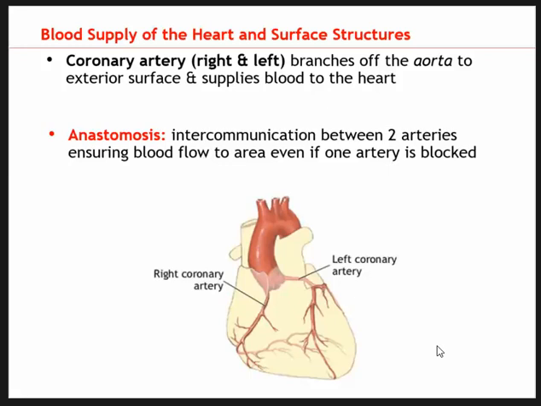If a fully or partially blocked artery occurs, this cross communication between adjacent channels or arteries serves as a backup route for blood flow if one artery is blocked or compromised. So this still ensures that we get as much blood to the heart muscle, which is the myocardium, as possible.